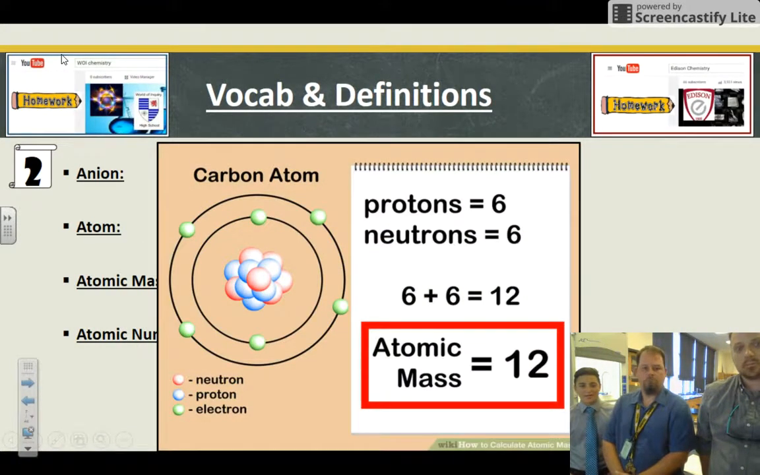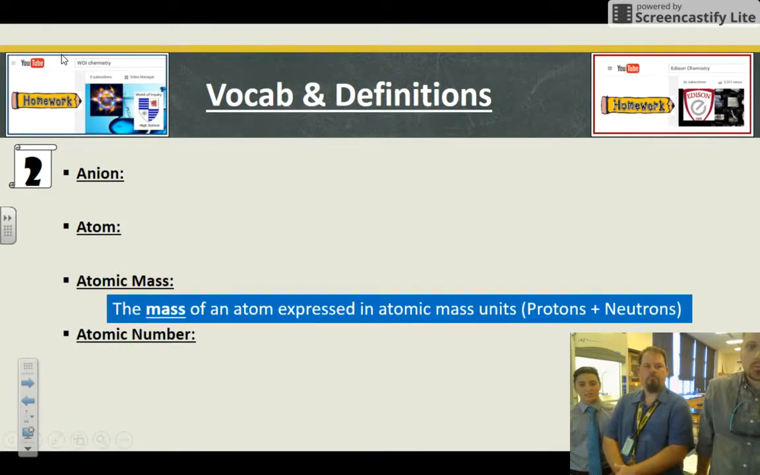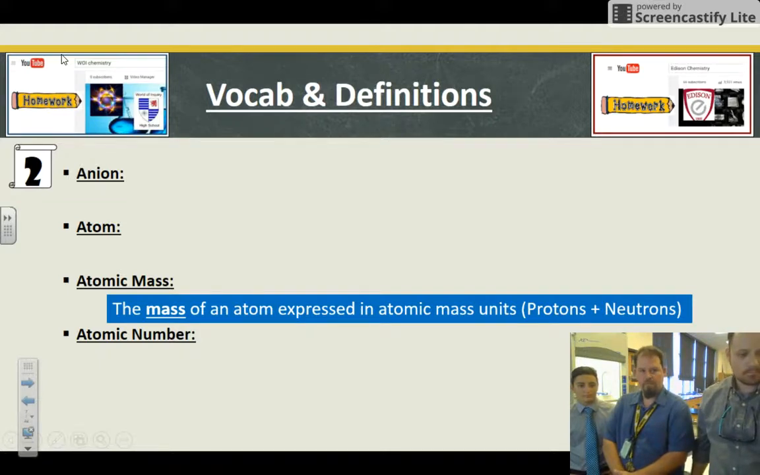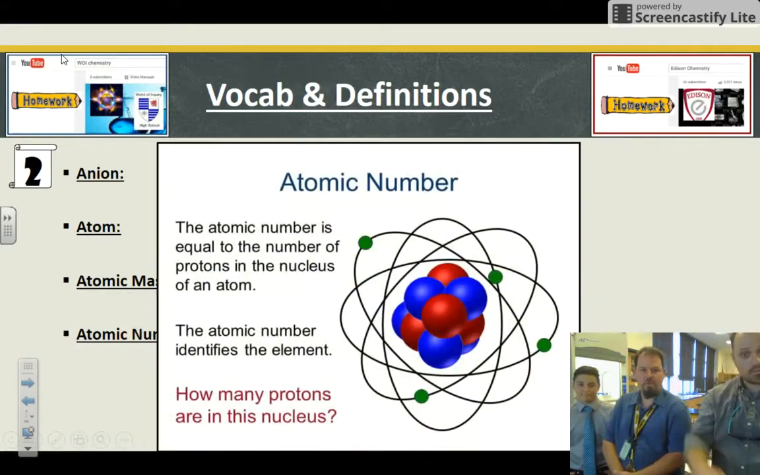Atomic mass. This has to do with how many protons and neutrons are in the nucleus of an atom. So, right there, the mass: protons plus the neutrons. That's what the picture was showing you.